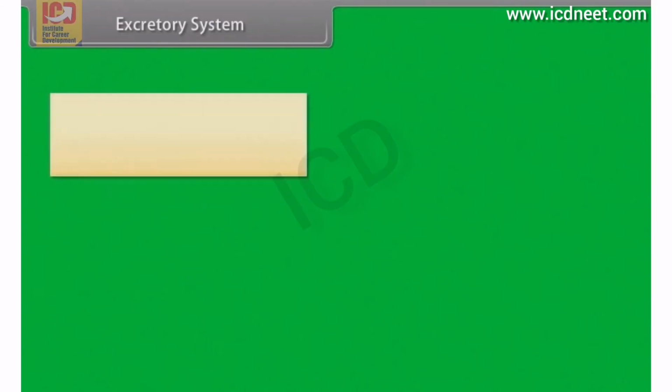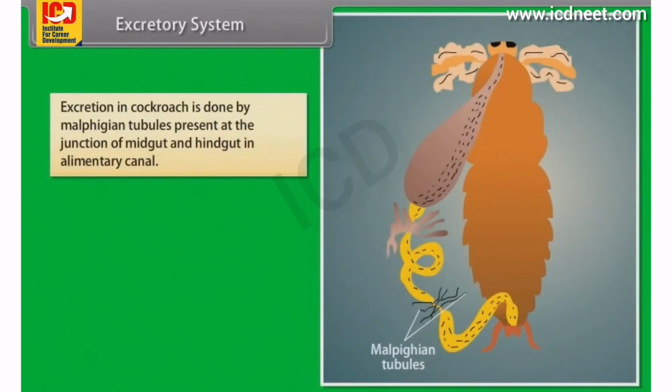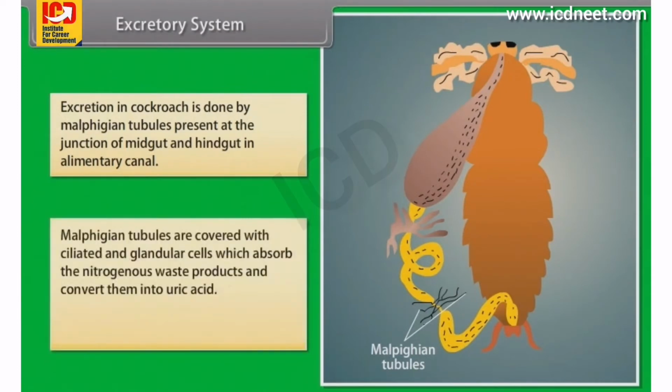Excretory System. Excretion in the cockroach is done by Malpighian tubules present at the junction of midgut and hindgut in the alimentary canal. Malpighian tubules are covered with ciliated and glandular cells which absorb the nitrogenous waste products and convert them into uric acid. This type of excretory system is known as uricotelic.